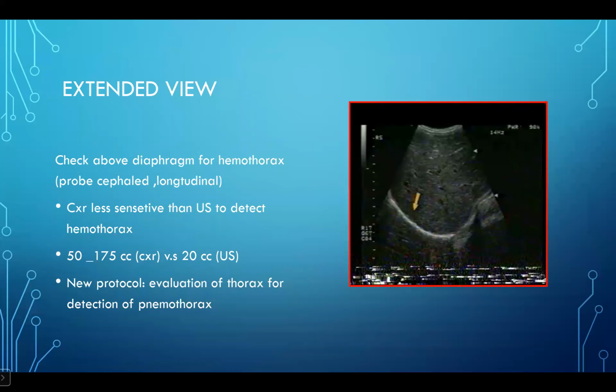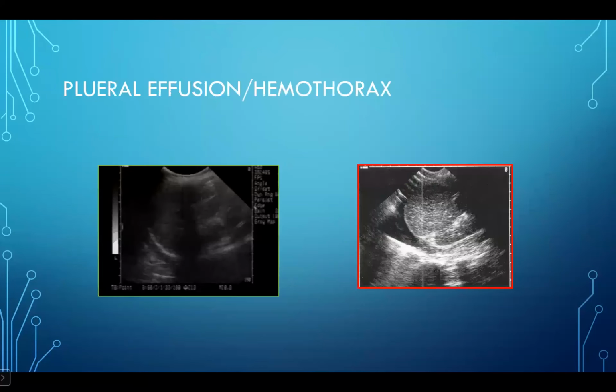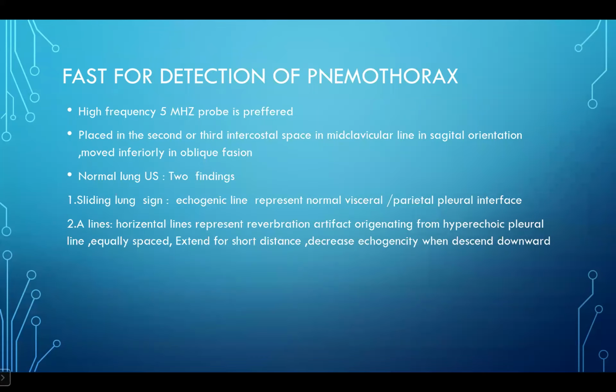And now we have a new protocol for evaluation of the thorax for detection of pneumothorax by FAST. This is the hemothorax detected by the FAST scan. Now, for FAST detection of pneumothorax, the high frequency 5 MHz probe is preferred, placed in the second or third intercostal space in the midclavicular line, in a sagittal orientation, and moved inferiorly in an oblique fashion.